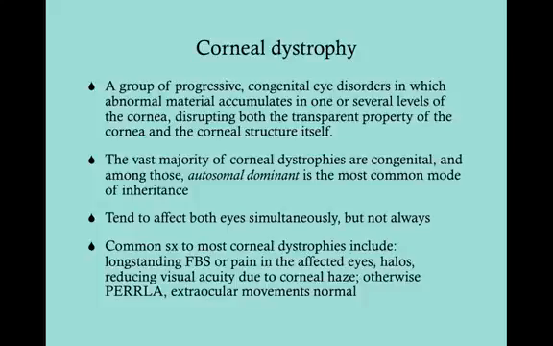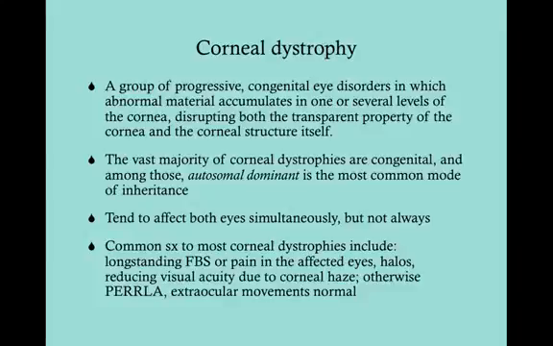The vast majority of corneal dystrophies are congenital. And among those, most of them are going to be autosomal dominant, and that's useful because you have a patient who you're suspecting some kind of corneal problem in because they have corneal haze, corneal opacities. One of the best questions you can ask is, do your parents have any problems? Do your parents have blindness? Have your parents ever had anything like this? That will be really helpful in establishing this diagnosis. They tend to affect both eyes simultaneously, but they don't have to. But that usually is how it goes.